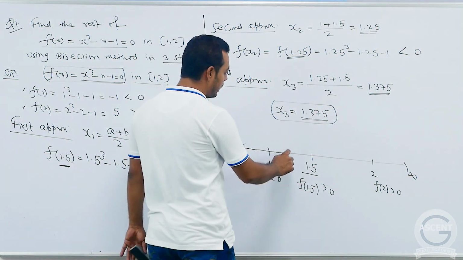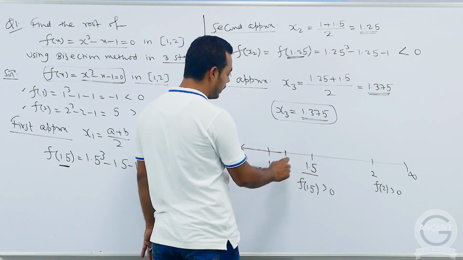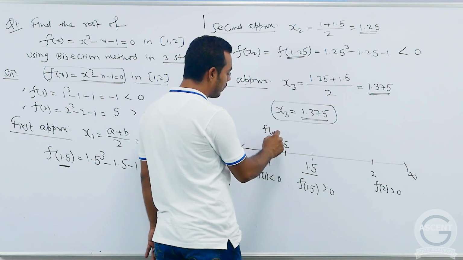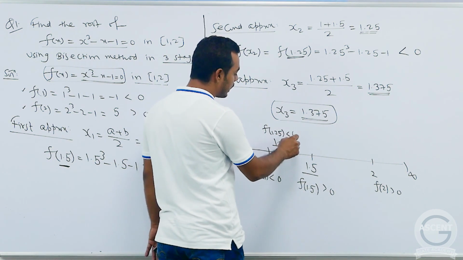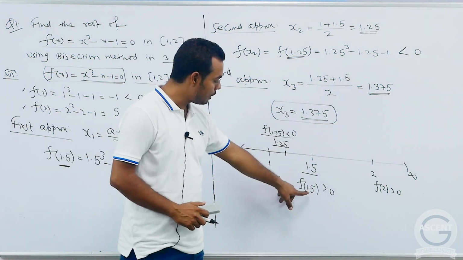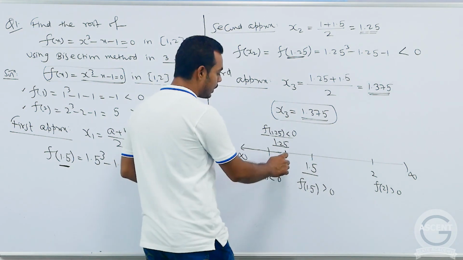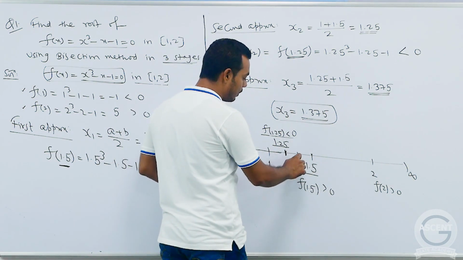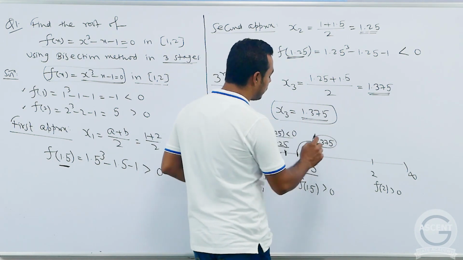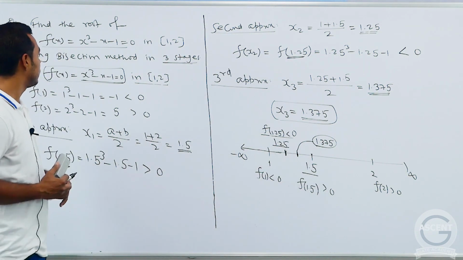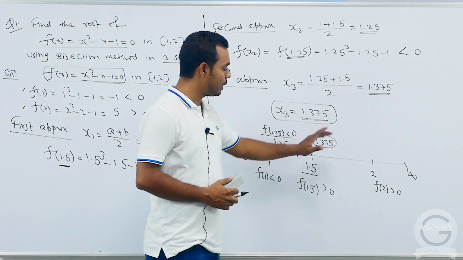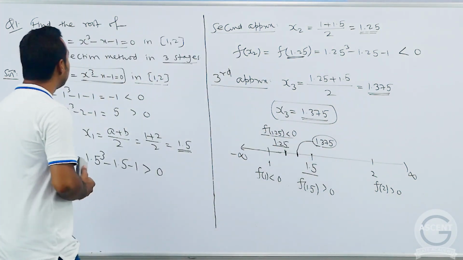So now we calculated the midpoint of these two. The midpoint will be 1.25. We calculated the value of f of 1.25 and this value was negative. So now at 1.25 we had a negative value, at 1.5 we had a positive value. So now we calculate the midpoint of 1.25 and 1.5, which will be 1.375. Since we had to solve only up to 3 stages, this means we have to find only x3. So x3 will be 1.375. So this is the idea behind the bisection method.